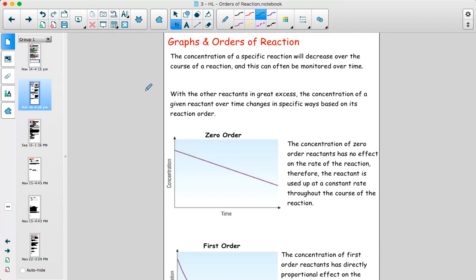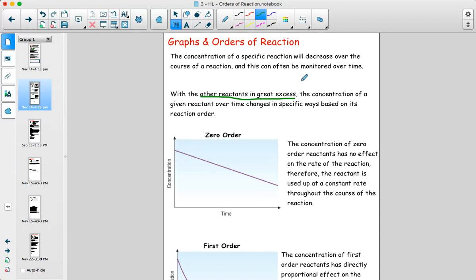Another type of graph that you're supposed to be aware of and familiar with, but maybe not as intuitive, is how the concentration of that reactant changes over time. Now, these graphs are based on the other reactants being in great excess, which means that the concentrations of those other reactants basically don't change significantly in the time period that we're looking at on these graphs. So the other reactants are staying basically constant in their concentration.